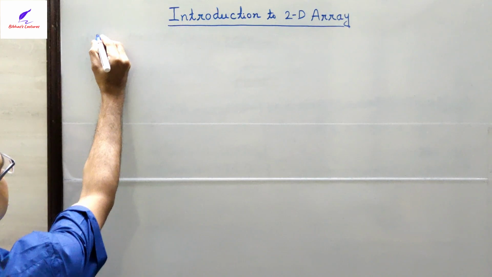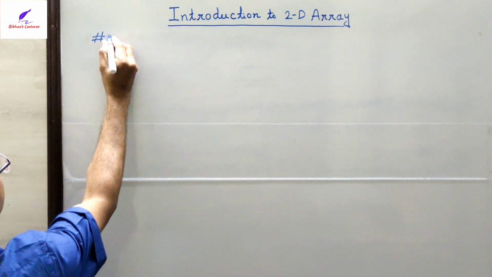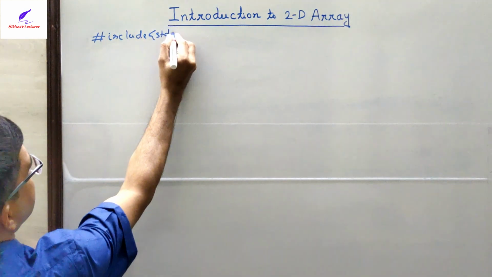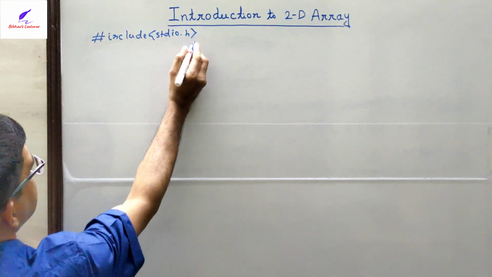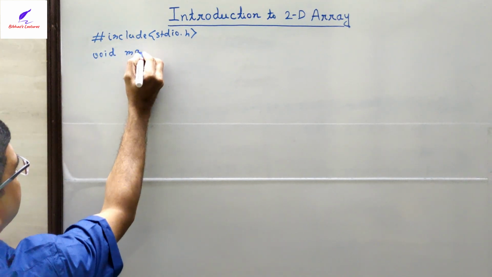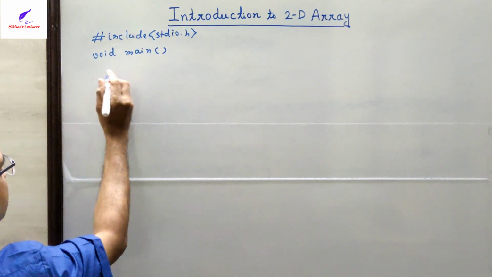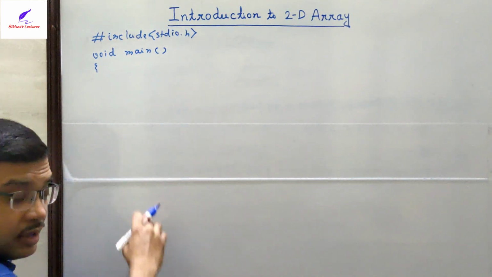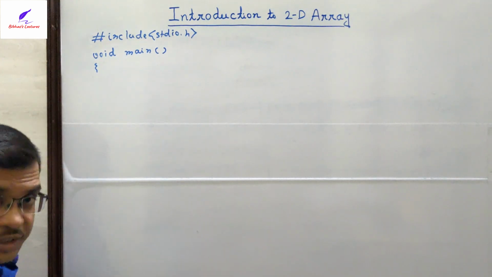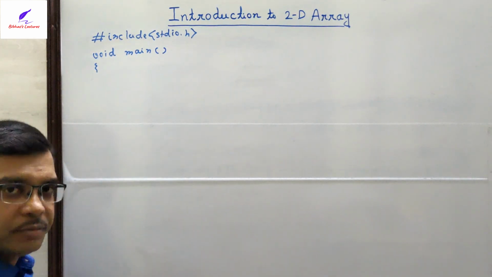So first we have to include the header file, #include <stdio.h>. Then we will start the main function, that is void main. You have already become familiar that main is the name of the function from where the program will start its execution, and the return type of the main function is void.